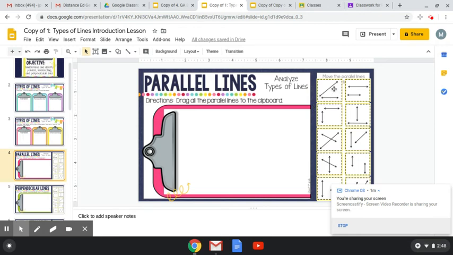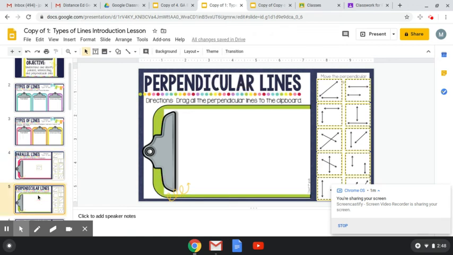If I look at this, if these lines continue, they're eventually going to intersect. That is not parallel. If I move over to this box, I can see if these two lines go on forever and ever, they will never connect. So you're going to click it and drag it right onto the clipboard. Then you will move on to perpendicular.